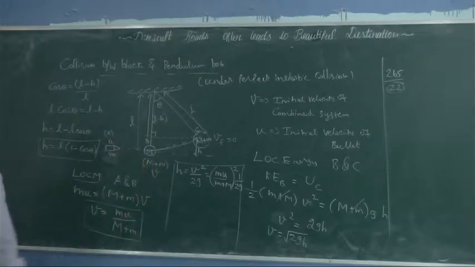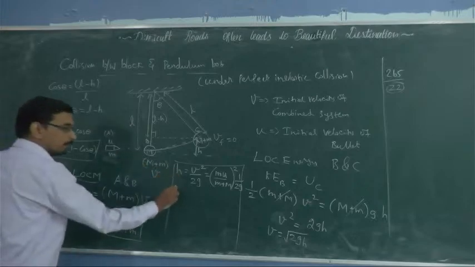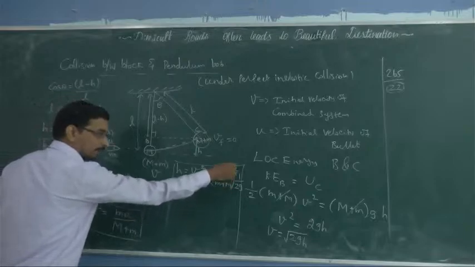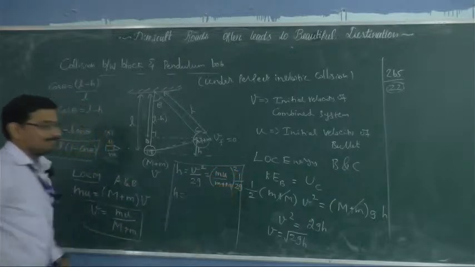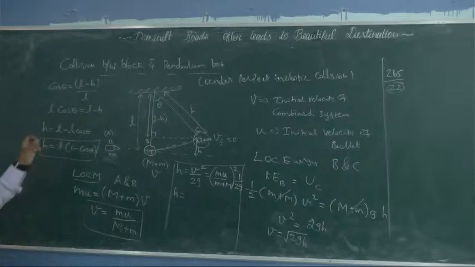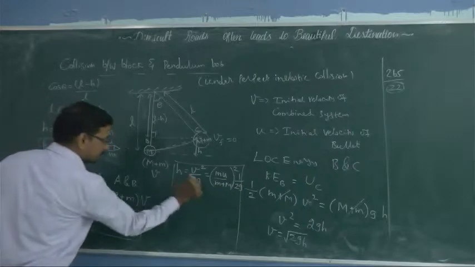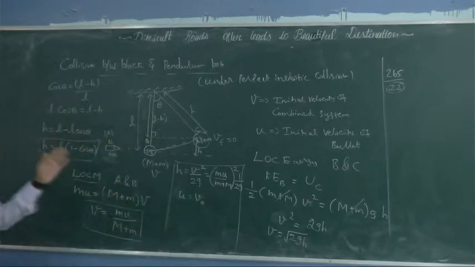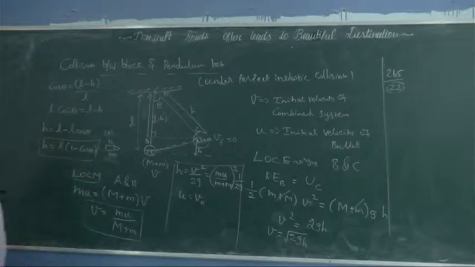Now, if they ask to find the maximum height, what can we do? Maximum height formula: h is equal to (m u by (m plus m)) the whole square into 1 by 2g. In this problem, the block's initial velocity u is given as v naught. The question is to identify the h value.